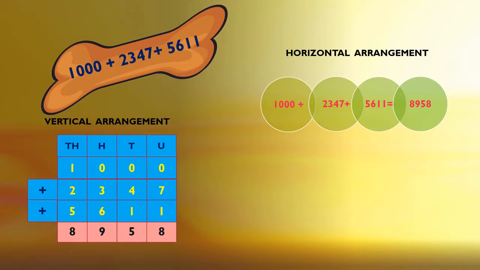Now children, even when you do the horizontal arrangement, remember, take all the numbers from the units together, add them up. Take the numbers from the tens, add them up. Take the numbers from the hundreds place, add them up. And then finally the numbers from the thousands place. This is how you will practice your vertical and horizontal arrangement of numbers and add them.